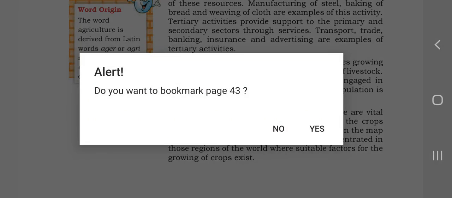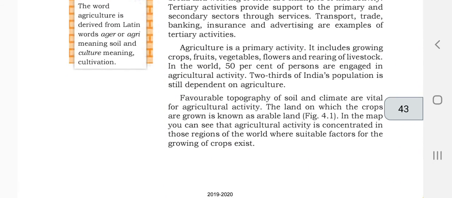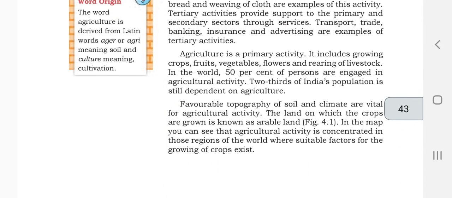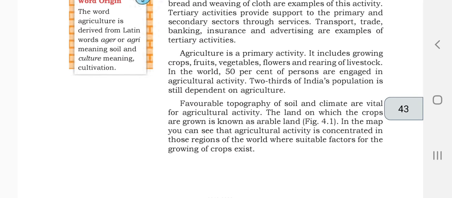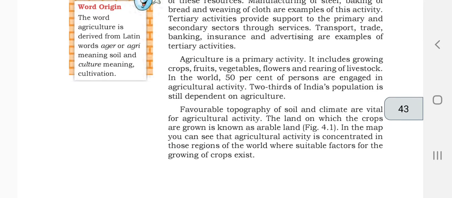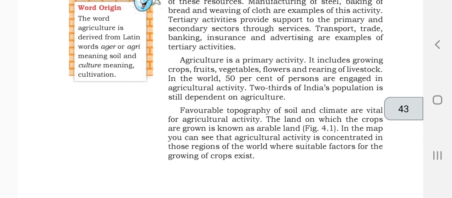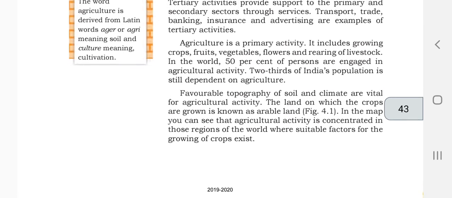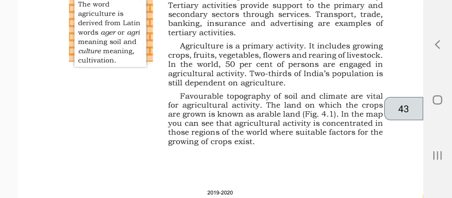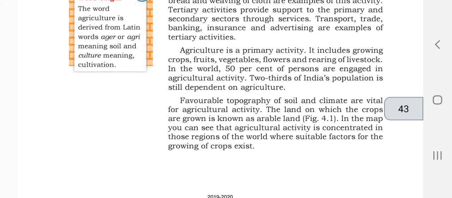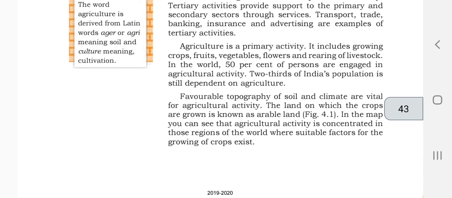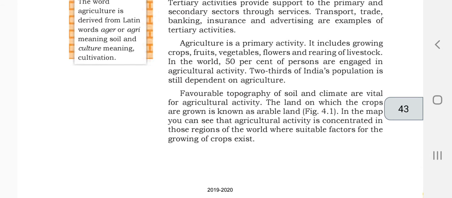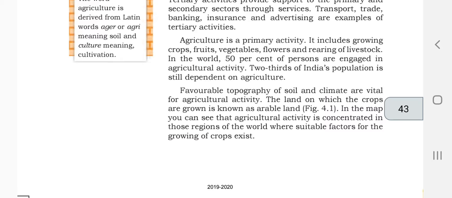In the world, 50% of the people are doing farming and cultivating a lot of things. Two-thirds of the Indian population are still dependent on agriculture. So in India also many farmers depend on their crops. If sometimes the crops are not growing well, they face a lot of loss. So in India we have a lot of people who depend upon agriculture.